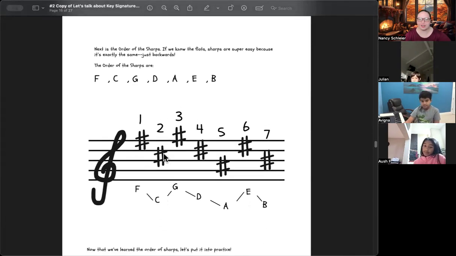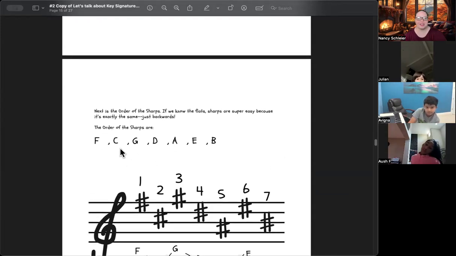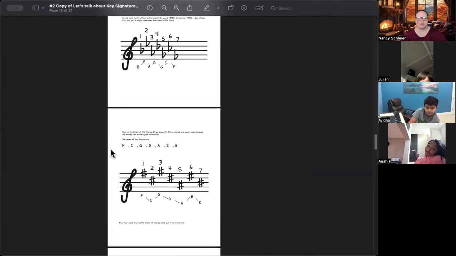So the next one is the order of sharps. If we remember back to the beginning, the first sharp that we saw was F sharp. The second was C sharp. So this is the order that they will always show up in. Okay, so this is F, C, G, D, A, E, B. Does anybody notice something kind of interesting about the order of sharps and order of flats?